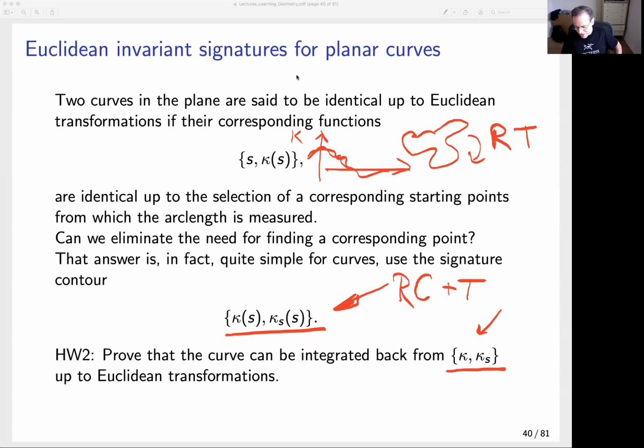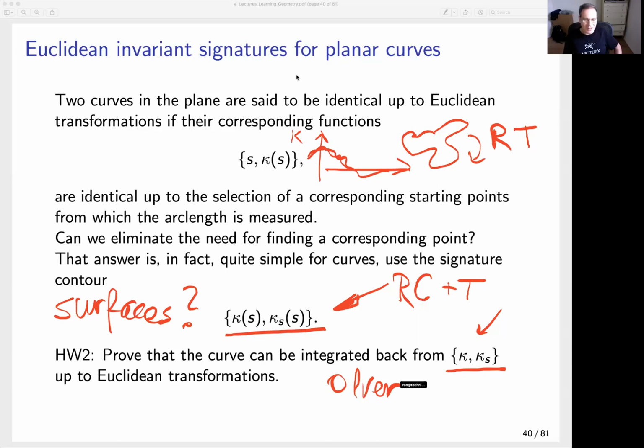Imagine, can you take this whole idea of signatures to surfaces? And this is a great question. The reason it is a great question is that in fact, there is a solution to that. The solution is hidden somewhere in books and papers written by Peter Olver.